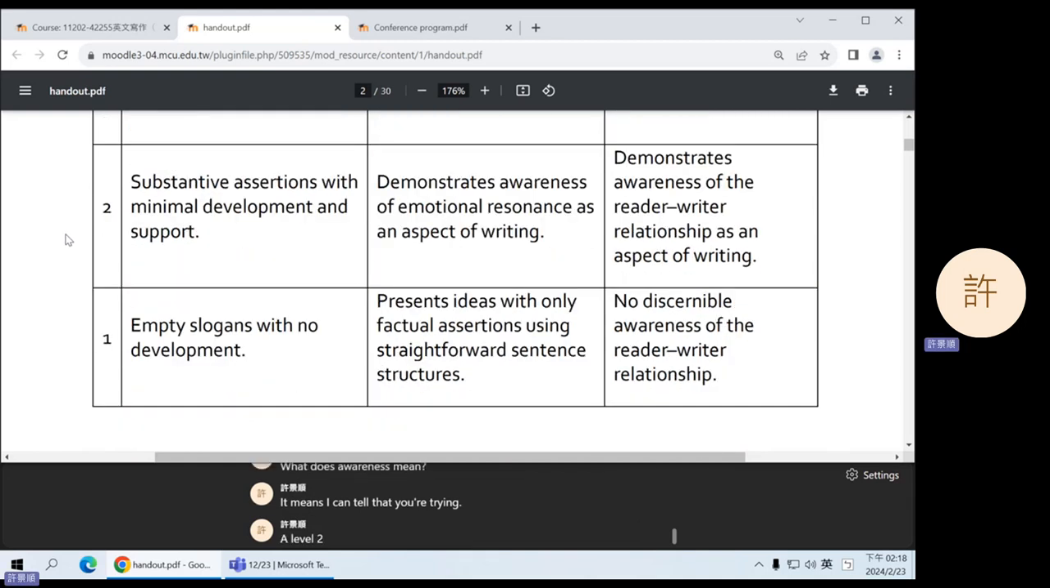It means I can tell that you're trying. Level 2, substantive assertions with minimal development and support. Level 1, empty slogans with no development. So level 1 would be like, I like my teacher. He is very good. That's level 1. I don't think anybody will get a level 1, but it's there just in case.